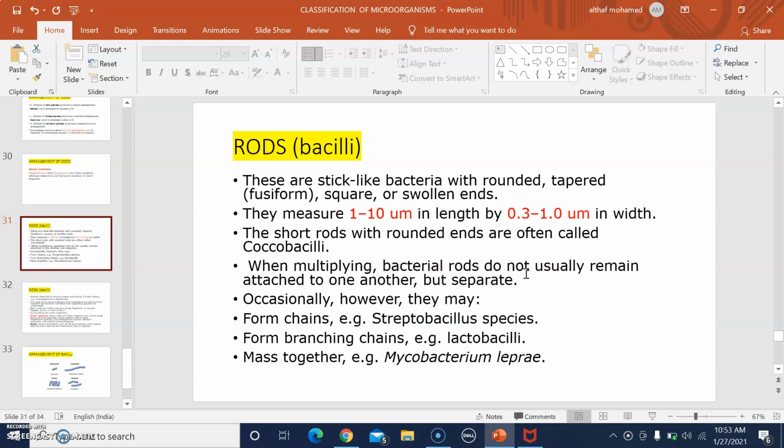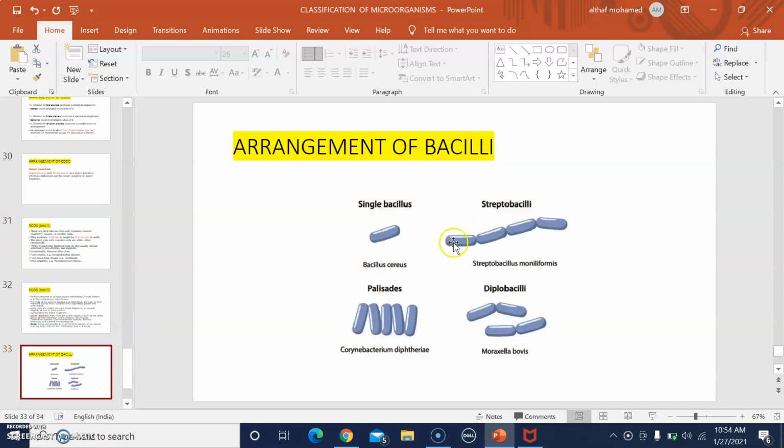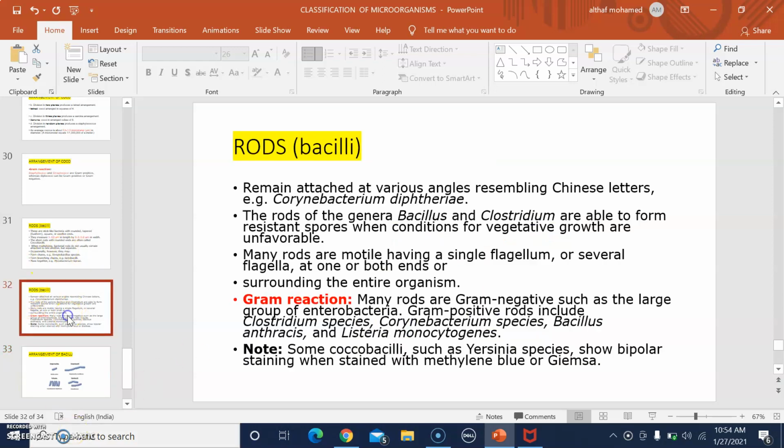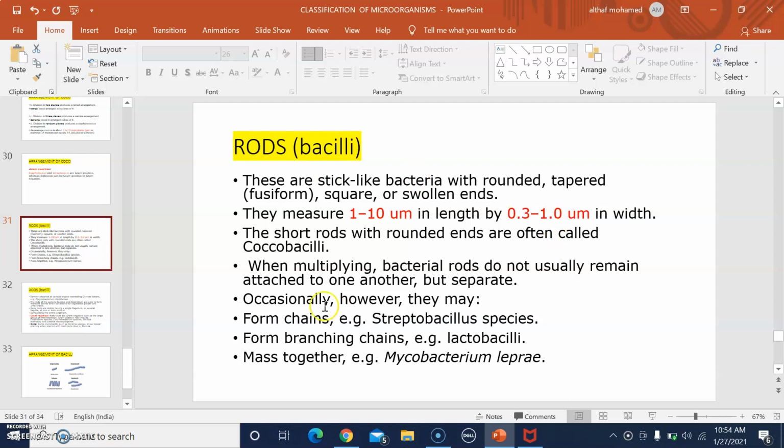They may separate after multiplying. They don't attach to one another. Occasionally, they may form chains. That is Streptobacillus species, a chain-like arrangement that may occur occasionally. Then sometimes they may form branching chains. Example, lactobacilli show branching chains. Then they may occur in a group or mass. Example is Mycobacterium leprae, causing leprosy.